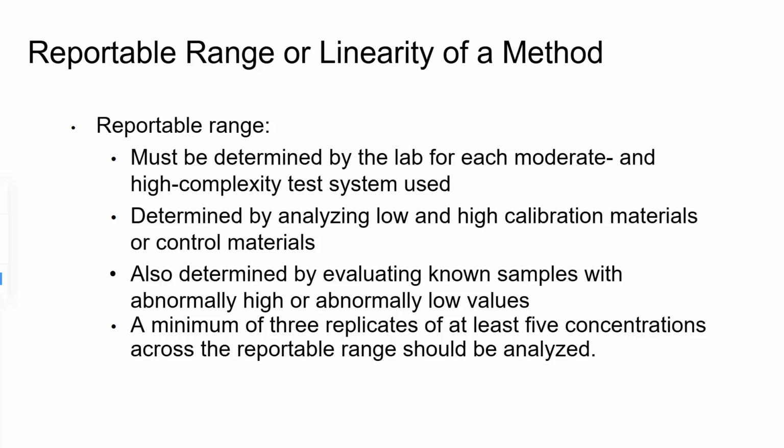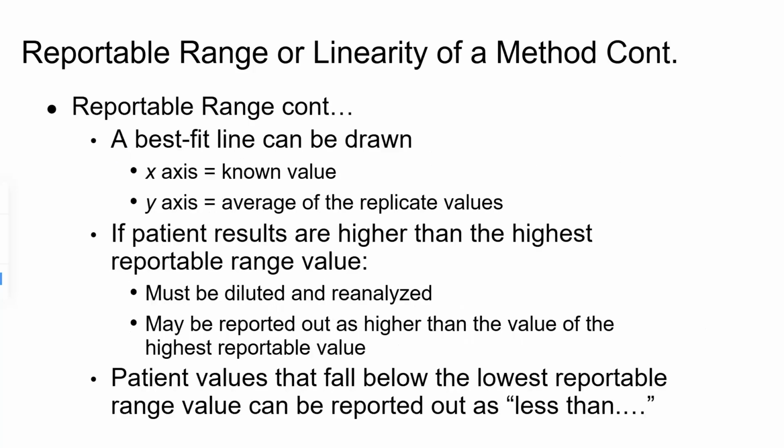Reportable range, or linearity, of a method must be determined by the lab for each moderate to high complexity test system used. It is determined by analyzing low and high calibration materials or control materials, and also by evaluating known samples with abnormally high or abnormally low values. A minimum of 3 replicates of at least 5 concentrations across the reportable range should be analyzed. A best fit line can be drawn. The x-axis is the known value, and the y-axis is the average of the replicate values.